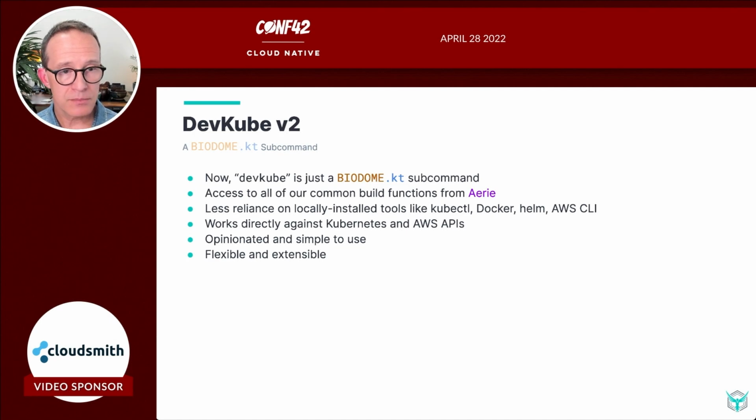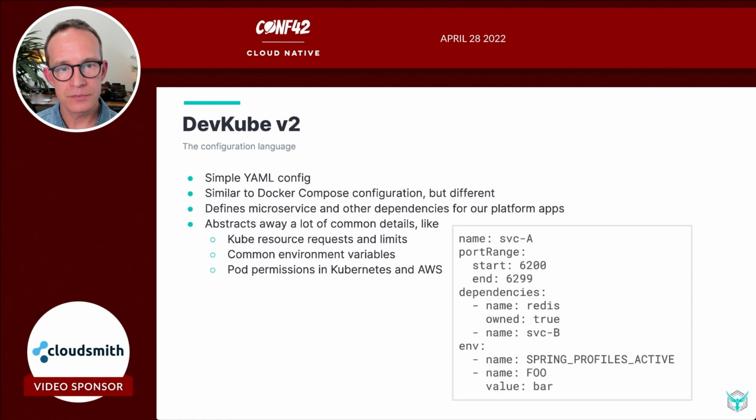It's opinionated, super simple to use for newcomers, and it's flexible and extensible, so anybody can go in and add functions to it if they want. So the new DevCube, I'll describe it from a couple of angles. First, I want to describe the configuration language. And the configuration language is, again, YAML, just like Docker Compose. And it looks similar to a Docker Compose configuration file, but it's more tuned to our exact types of services.